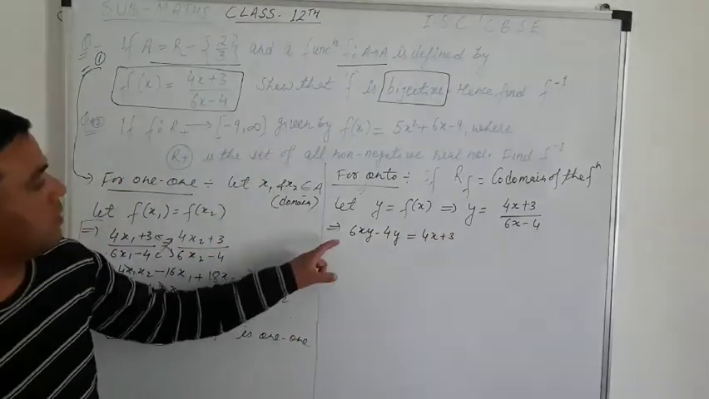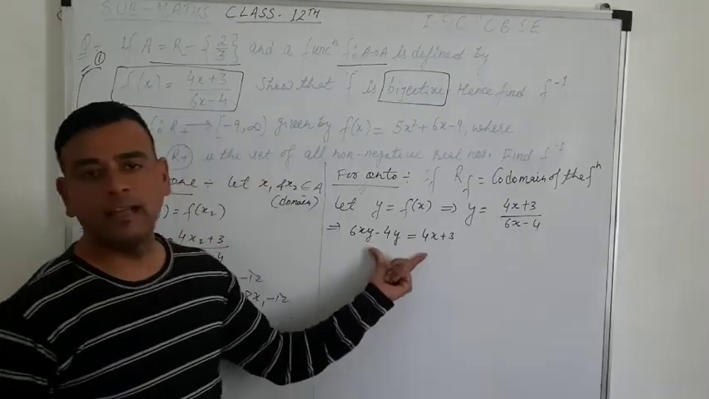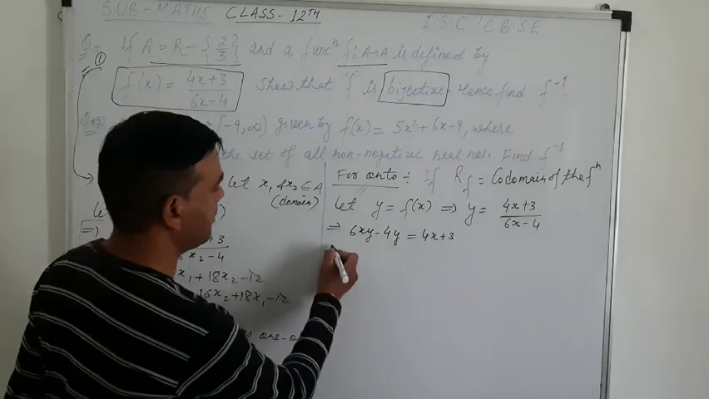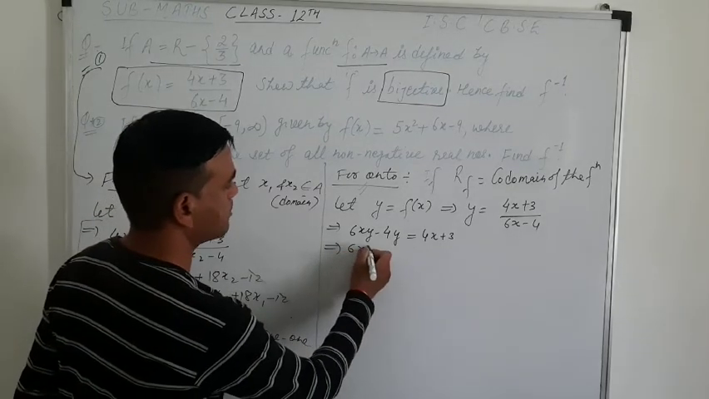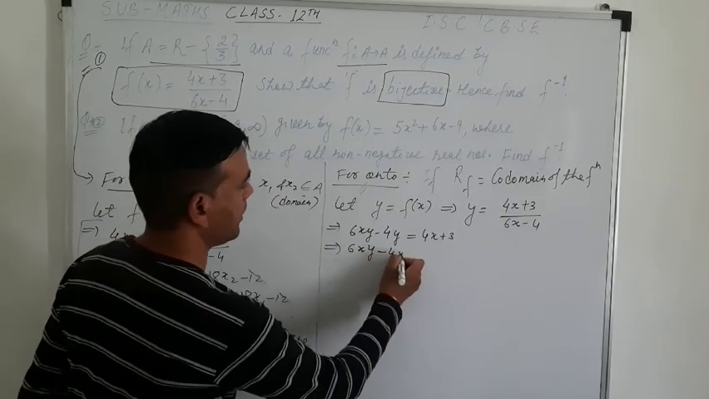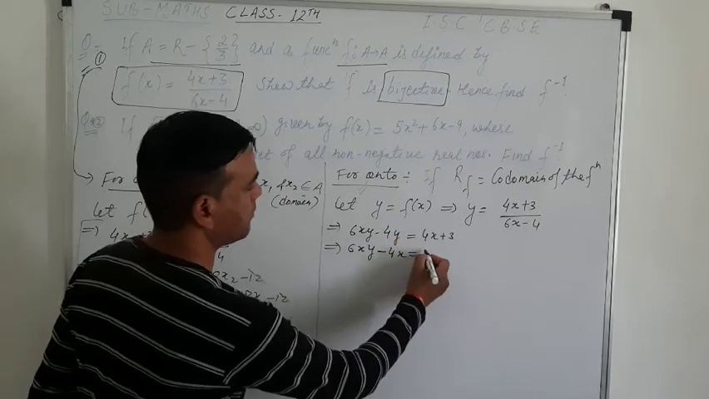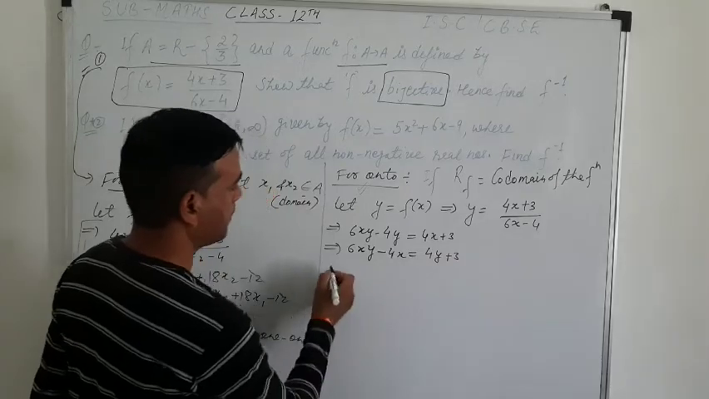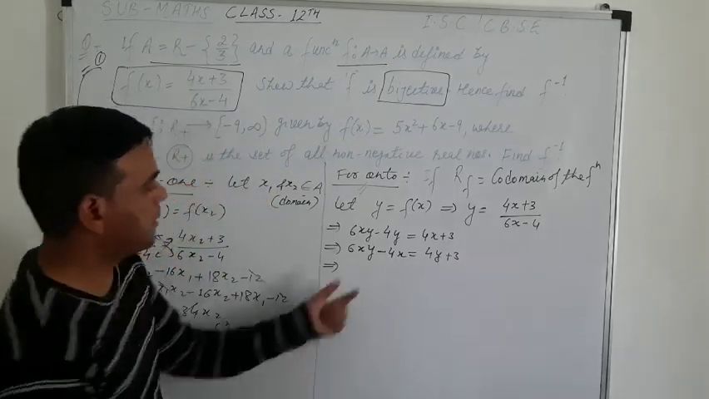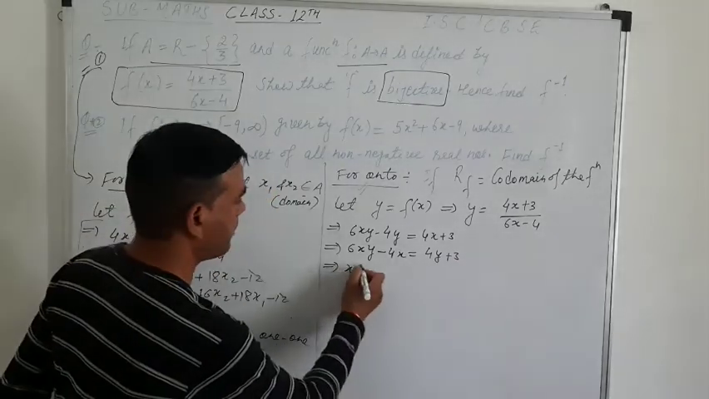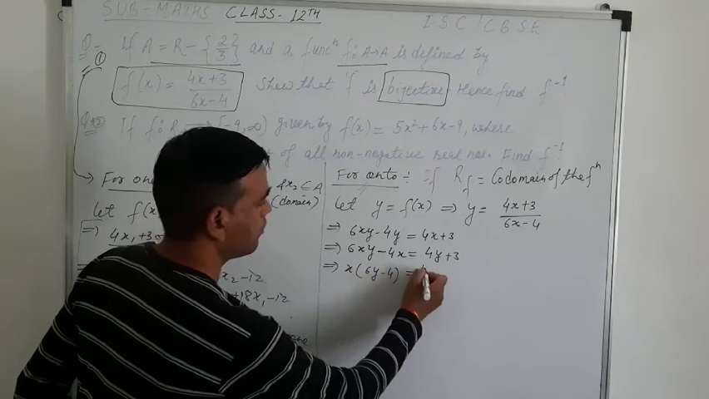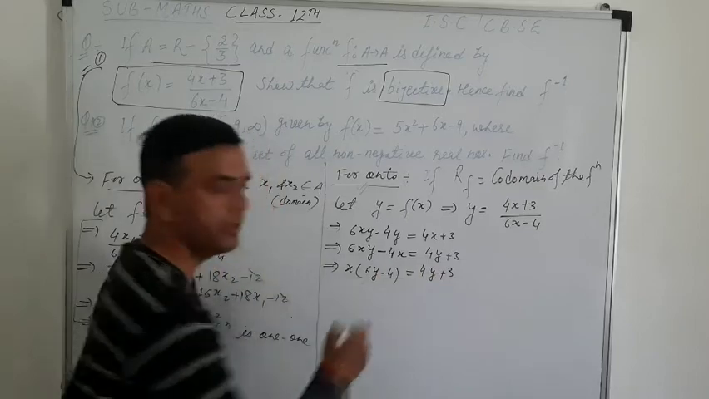Now we have to express this in terms of x, so we will take 4x to the left side. We will get 6xy - 4x is equal to, shifting this to the right side, 4y + 3. This implies that taking x common here, we will get x(6y - 4) is equal to 4y + 3.